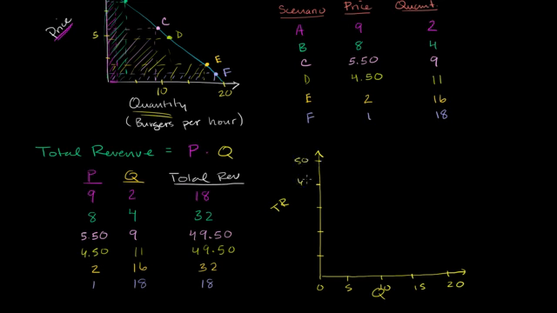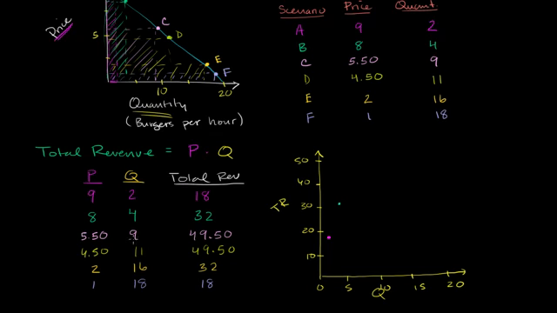So that's 50, 40, 30, 20, and 10. So when our quantity is 2 and our price is 9, but we don't have price on this axis right over here, when our quantity is 2, our total revenue is 18. So it's going to be something like there. Then when our quantity is 4, our total revenue is 32, right about there.